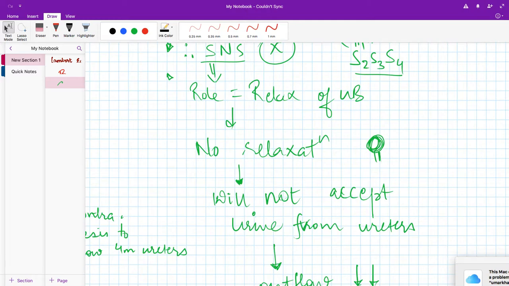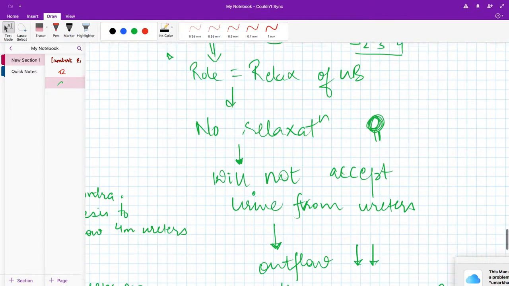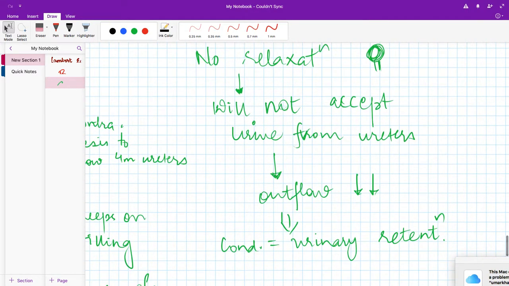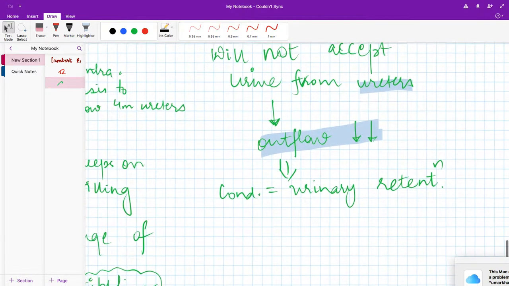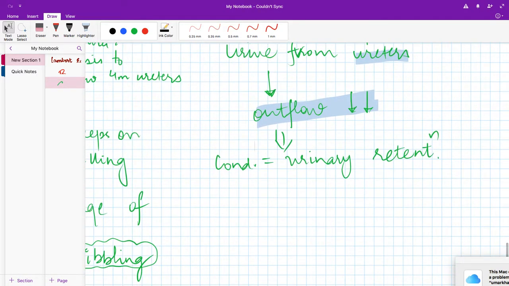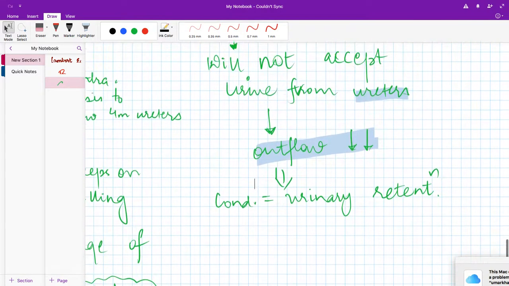So now, because the relaxation of the urinary bladder is not there, the urinary bladder is in a small state, not relaxing, not accepting more urine. So it won't accept the urine coming down from the ureters. Because of that, the outflow will also decrease, because filling itself is less, so the urine output will be lesser. Since the output of urine is lesser, we will feel like the person is not urinating at all. So it will be called urinary retention.